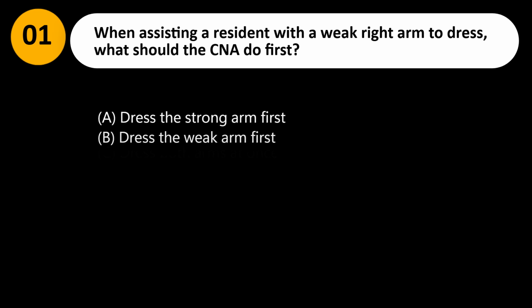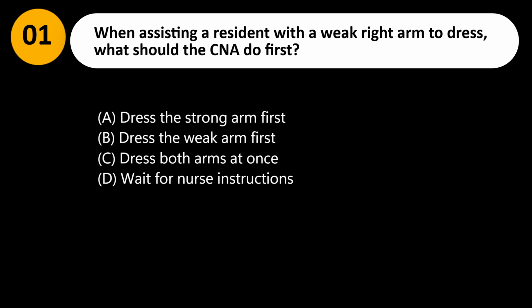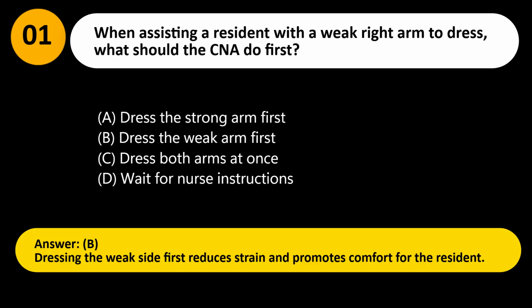When assisting a resident with a weak right arm to dress, what should the CNA do first? A. Dress the strong arm first. B. Dress the weak arm first. C. Dress both arms at once. D. Wait for nurse instructions. Answer: B. Dressing the weak side first reduces strain and promotes comfort for the resident.